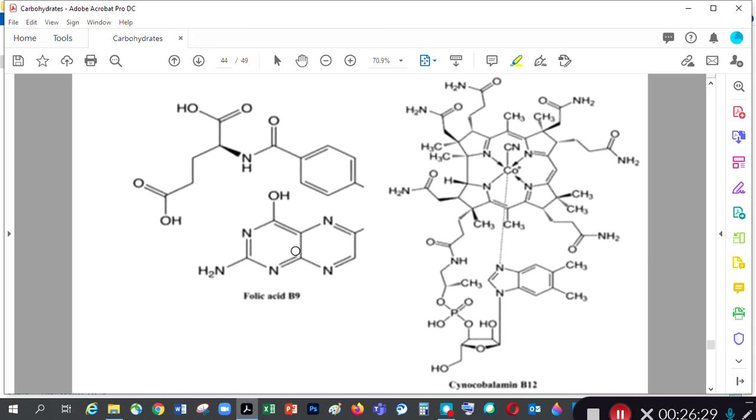Let's look at maybe folic acid. This is folic acid now. See here? This is folic acid, B9. And this is the complex one, B12, and it uses cobalt here. If you look at this, cobalt is in a tetrahedral arrangement, and the cobalt sits inside the structure. This is B12. It's a very large, complex molecule utilizing a cofactor, the cobalt ion.